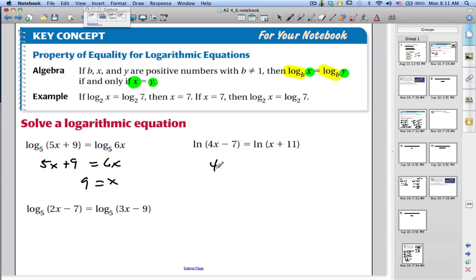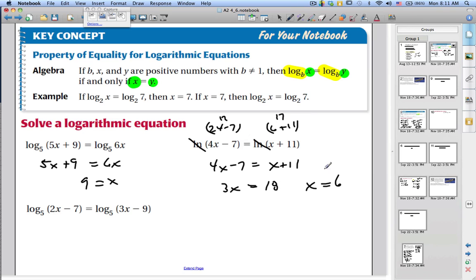In this case, I would get 4x minus 7 is equal to x plus 11 by removing the natural log from either side. If I subtract x, I'll get 3x is equal to 18. So then x must be equal to 6. Now again, we have this problem of extraneous solutions, so I might want to plug these back in. So I'd get natural log of 24 minus 7 and the natural log of 6 plus 11. Well, 24 minus 7 is 17. 6 plus 11 is 17. That checks out. So this is a good solution.